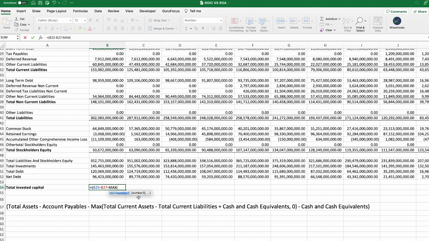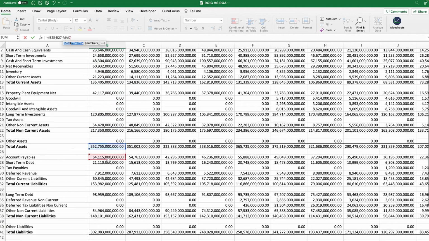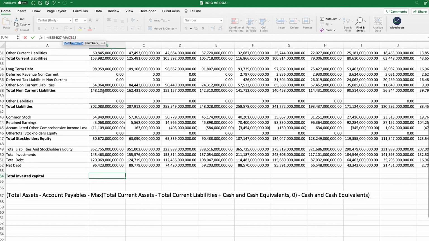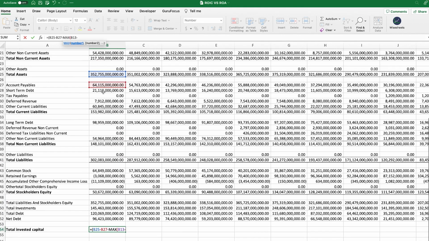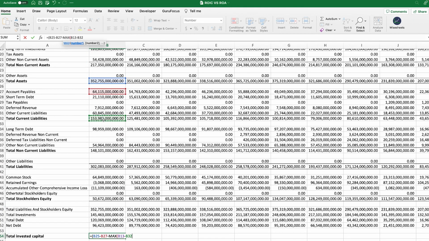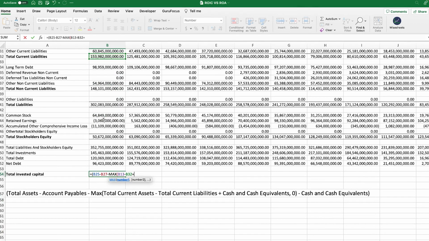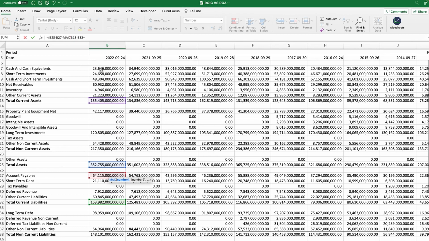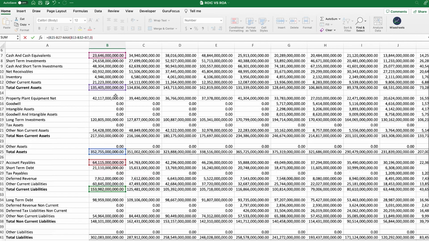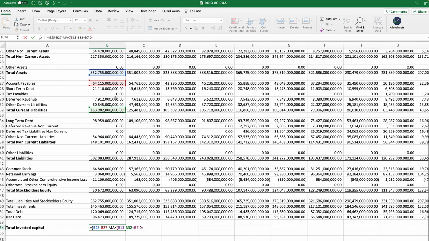So we're going to take the total current assets. In this case, we're going to get them right here. Now subtract the current liabilities. Okay, so this should be right here. Great. And now we're looking to add the cash and the cash equivalents. This should be at the very top of the balance sheet. And then we're going to enter comma 0. This ensures that if this calculation is negative, it's going to pick the 0, so that way it doesn't affect the calculation as a whole.